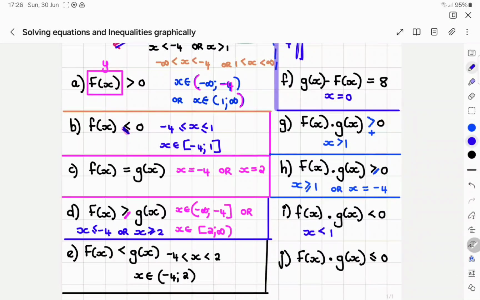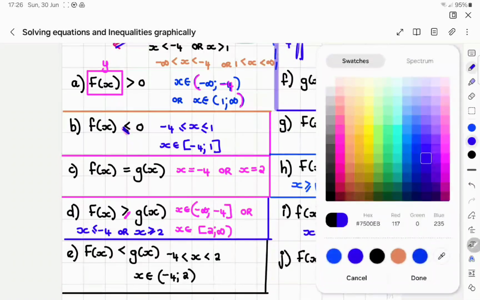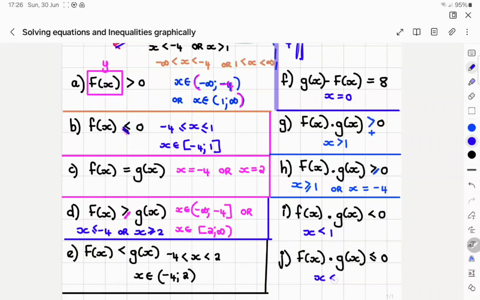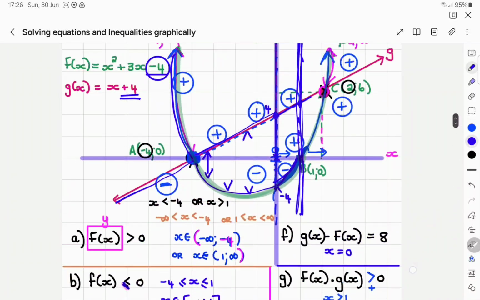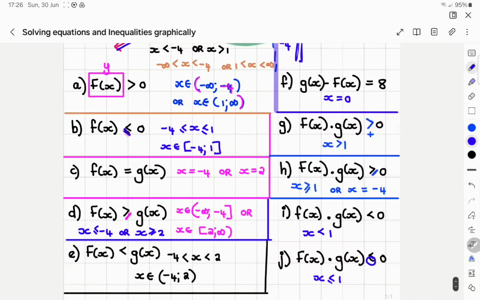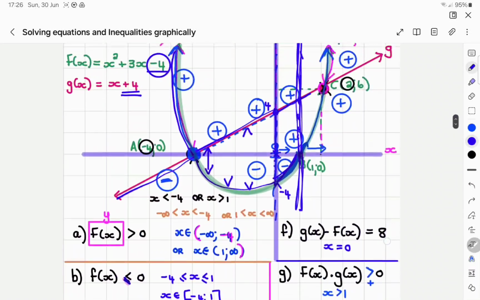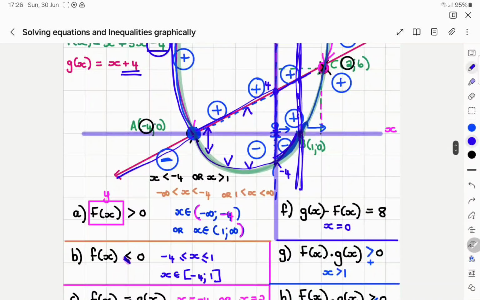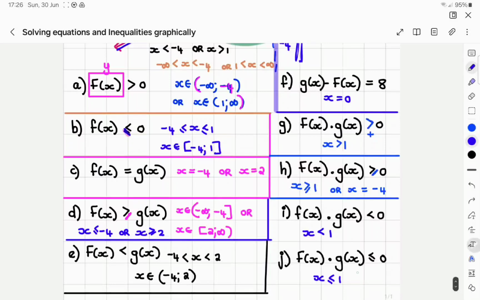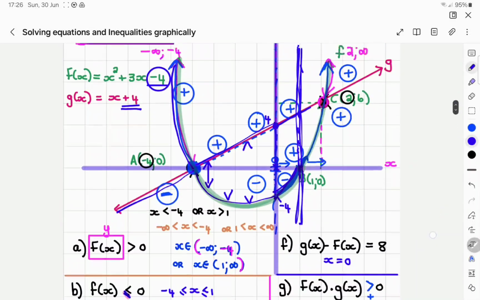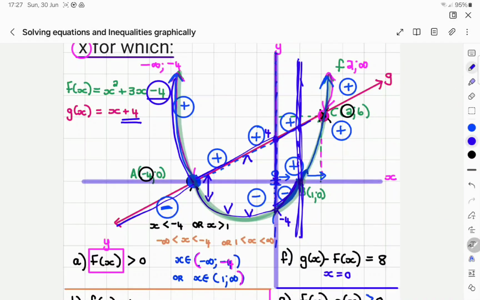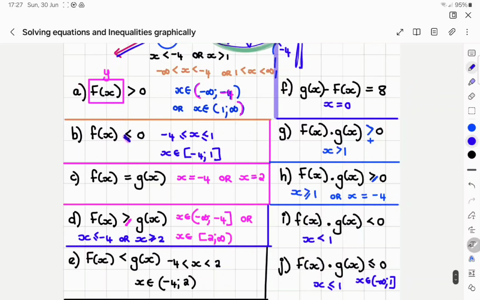And then the last one, where's f of x times g of x smaller than or equal to 0? So we are just going to say x is smaller than or equal to 1. Because of the little stripey, we're going to include the 1 as well. The other thing you could have written is x is an element from negative infinity all the way to 1, including the 1. I just want to make double sure there's no other point here, because from there they are all above and they will never touch the x-axis like they did in the previous question where we had to include it.